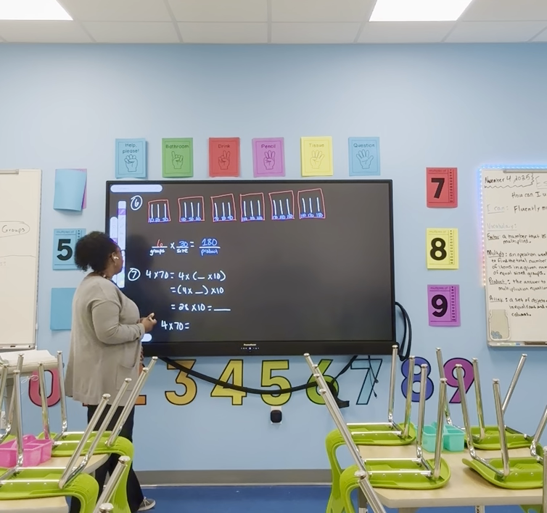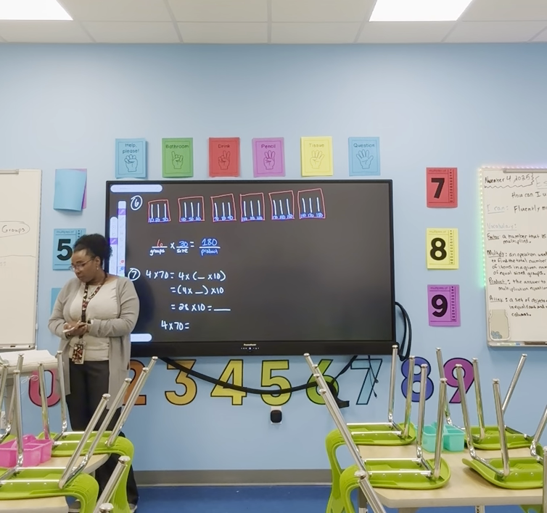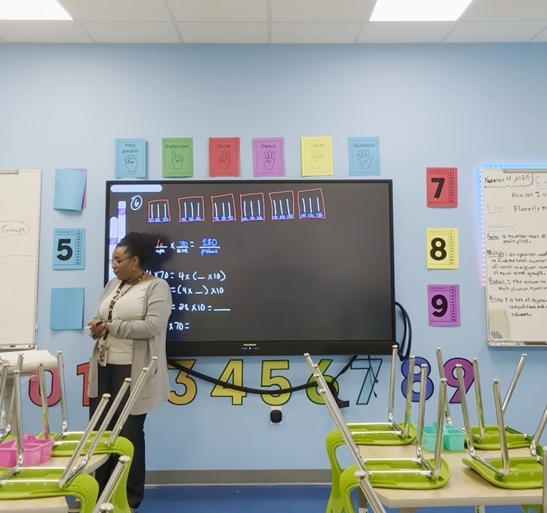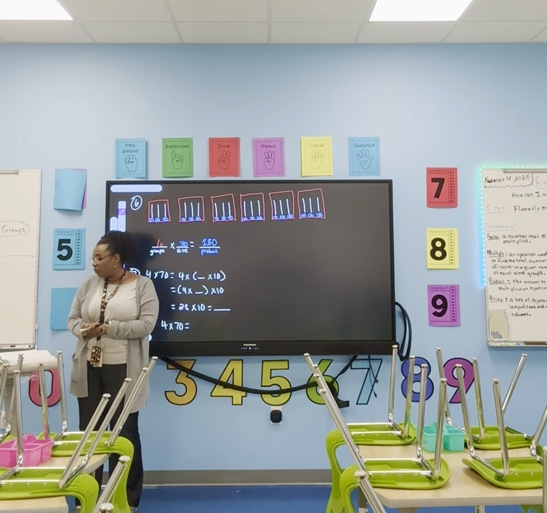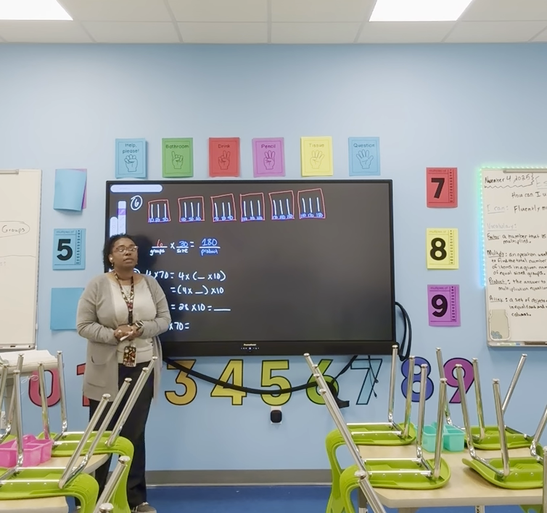All right, good job, guys. Let's go to number 7. Number 7 says, fill in the blanks to show how to find 4 times 70. So I'm trying to figure out how to solve 4 times 70.